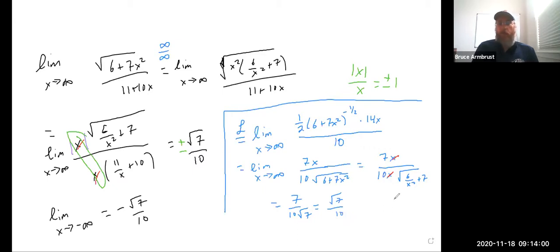So you can use L'Hopital's rule as well. Gets you to exactly the same place. But notice again, it's root 7 over 10, but there's the potential of the plus or minus because I factored out that x squared. Anyway, so you don't have to do it that way. It's another option. You can use L'Hopital's rule.